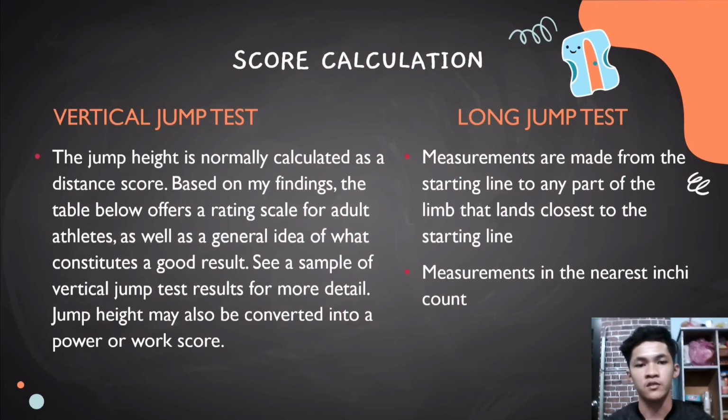Next slide, which is the calculation of the long jump test. The measurement of the jump is made from the starting line to the part of the landing closest to the starting line. The measurement of the jump will be counted to the nearest inch.